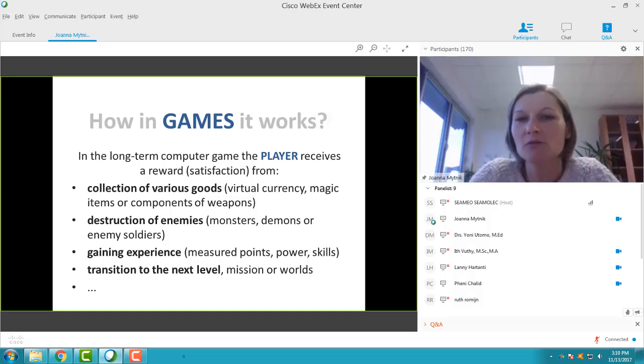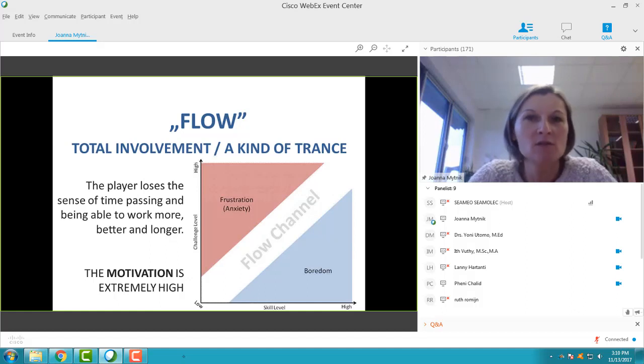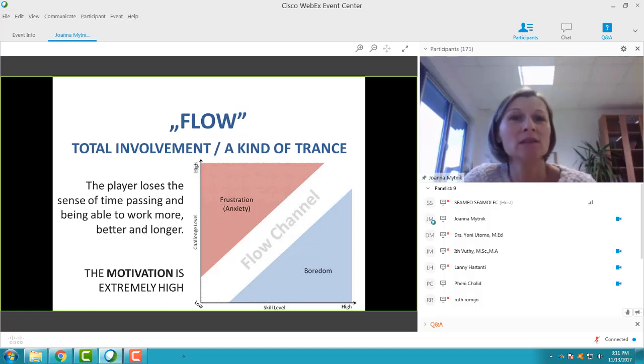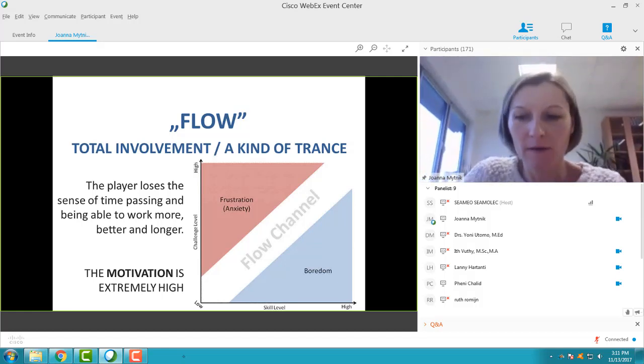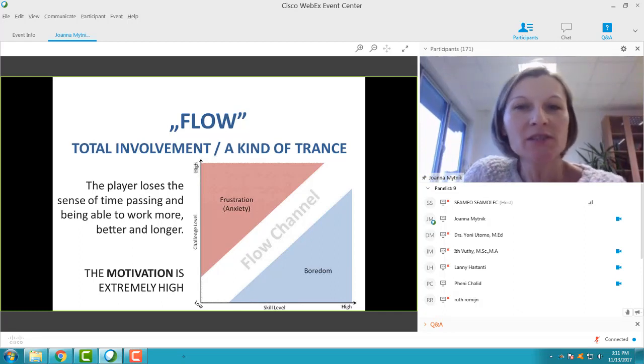The players collect various goods, destroy enemies, gain experience, move to the next levels, complete the missions, and so on. This is how it works in games. We want our students to be in so-called flow. The flow is total involvement in learning. This is a kind of trance. We want our students to be in trance when they are learning. When the players are in this trance, their motivation is extremely high.